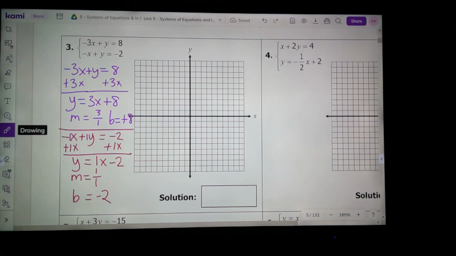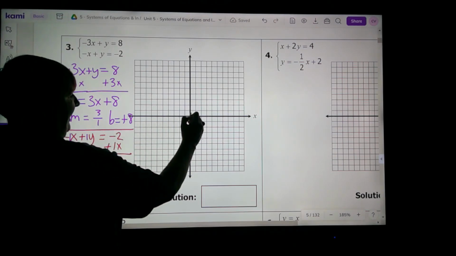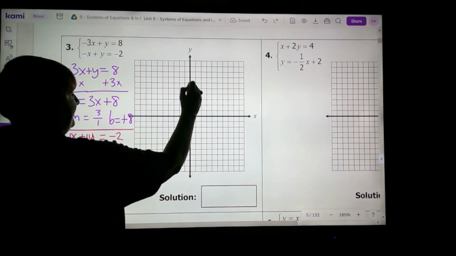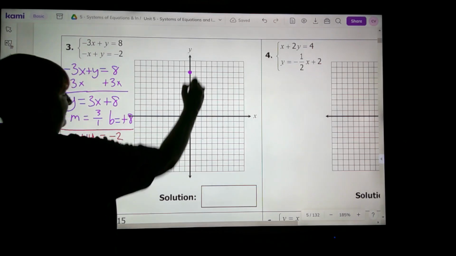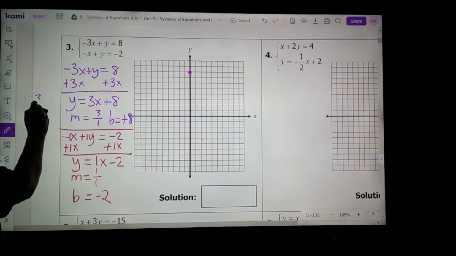Now I just need to graph them. This one's first point is at positive 8 on the y-axis: 1, 2, 3, 4, 5, 6, 7, 8. And this is directions to my next one. I already know I'm going to have to use an equivalent because I need it to go the other direction.